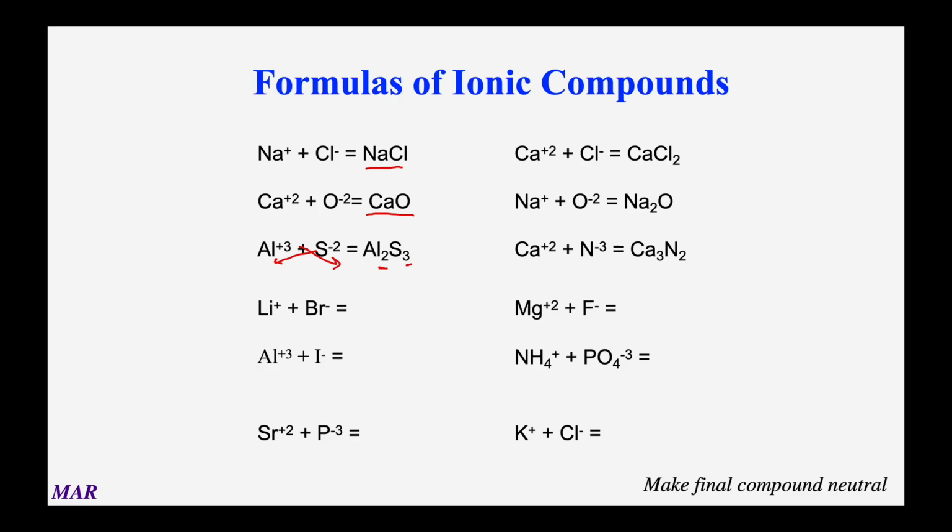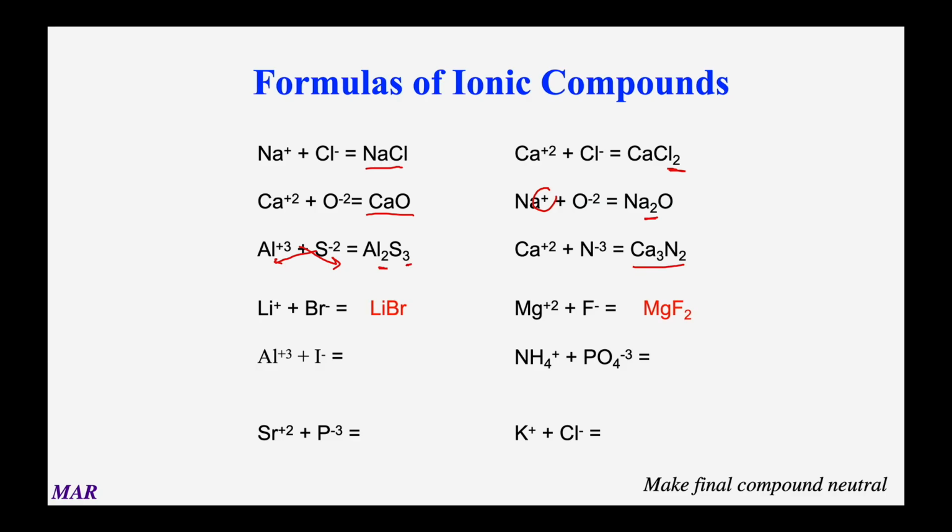Calcium and chloride, all right, so chloride has a -1 and calcium's +2. So you're going to need 2 -1s to balance the calcium. And the next example is the opposite. Sodium is +1 and oxygen's -2. So you're going to need 2 +1s to balance the oxygen. The next one, calcium and nitride coming together makes calcium nitride, Ca3N2.